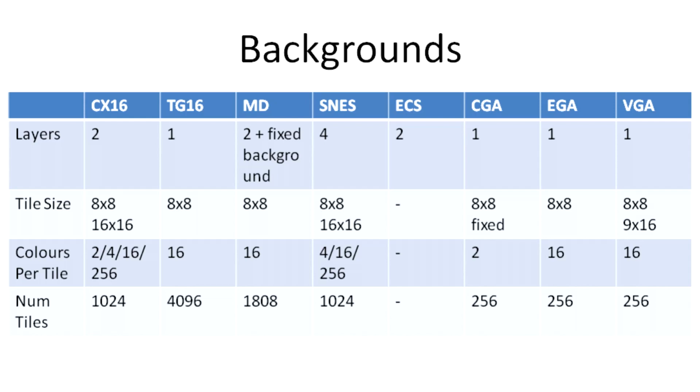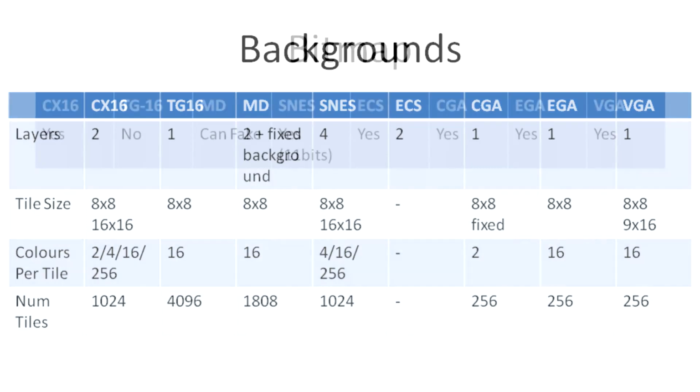Number of tiles, or sometimes called chars, depending on the particular machine. CX16 supports up to 8024. The TG16 supports 4096. The MegaDrive supports 1808. The SNES is again 1024, and CGA, EGA, and VGA are 256.